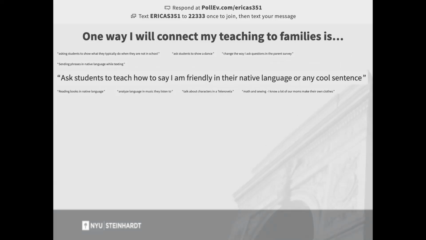Ask students to teach how they say I am friendly in their native language or a cool sentence. Yeah, absolutely. And I think one of the key things there too, as far as thinking about the pandemic and everything that they're processing, is what sort of language might they need in order to express some of these concepts, to make them relevant, so that when they start to talk to their friends, they're like, oh yeah, this is what I did, or this is what I'm looking forward to.